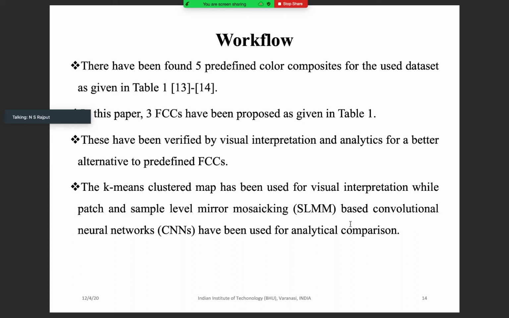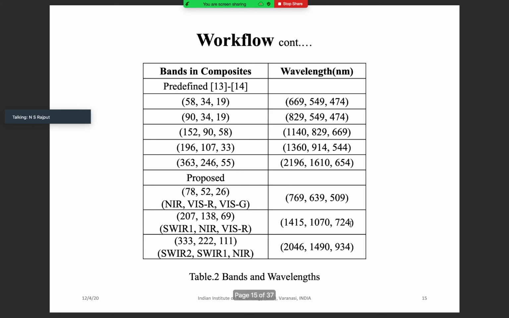Then, for identifying which image or which classification is better, we have used two different methodologies. One is k-means clustering, which is an unsupervised method, usually found to be very efficient and effective. And versus that, we have also used deep neural networks using our proposed sample level mirror mosaicking. So this we will show.